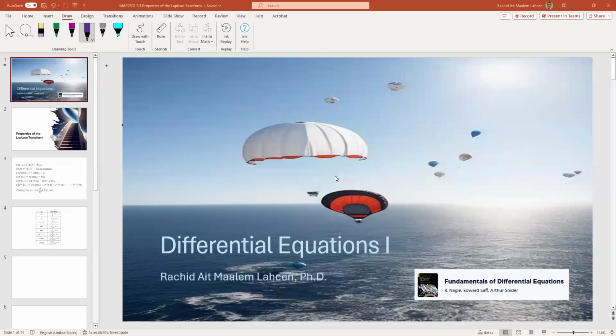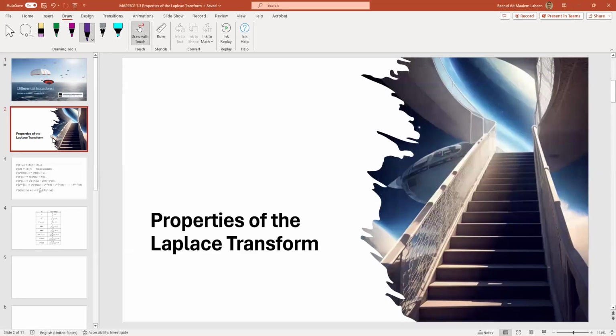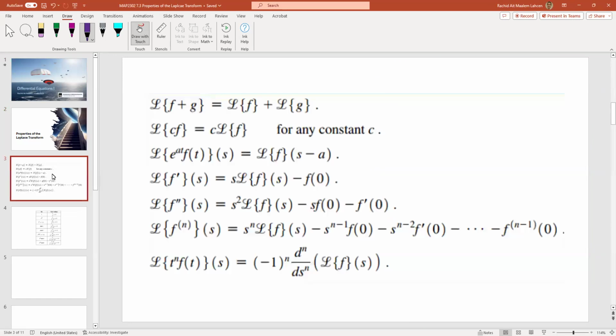Hello, everyone. In this video, I'm going to talk about the properties of the Laplace transform. And as we know, we talked already about the linearity of the Laplace transform, which makes it really good to work with. So, the Laplace transform of a sum is the sum of the Laplace transforms of these functions. Of course, if you have a multiple, it's the multiple of the Laplace transform of this function.